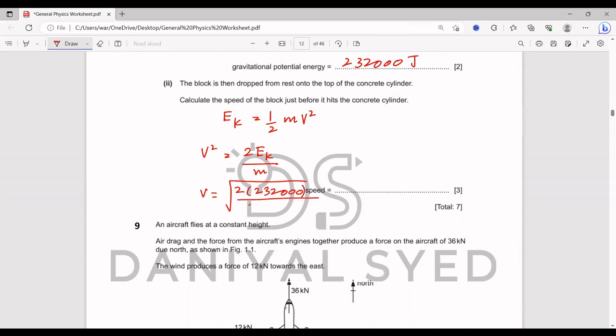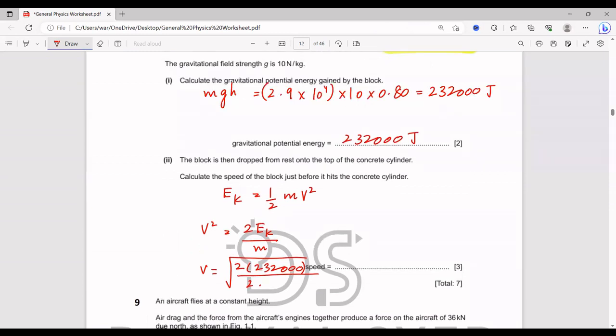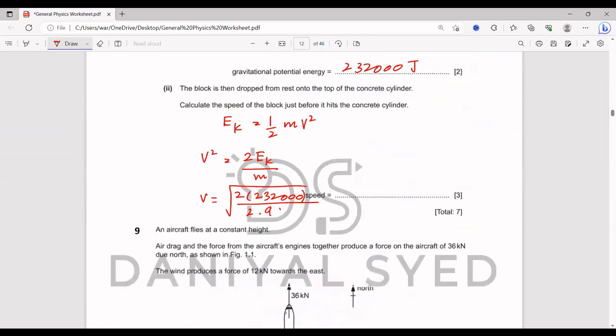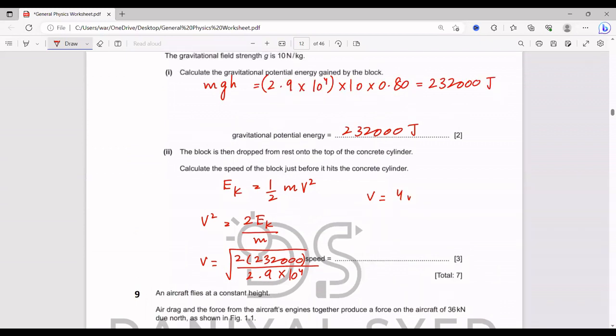And the mass is 2.9 exponential 4. So the answer is under root 2 times 2,32,000 divided by 2.9 exponential 4. The answer is 4 meter per second. So students, here we completed the first part of this video.